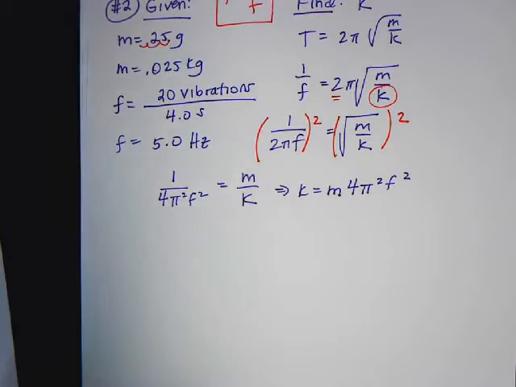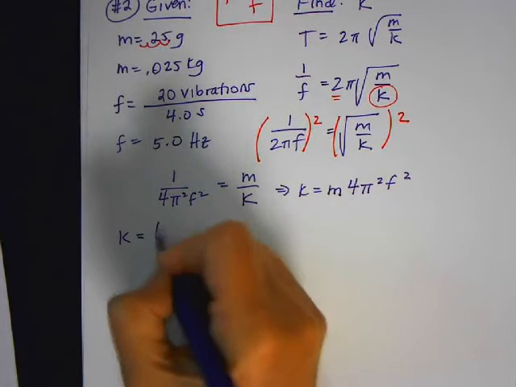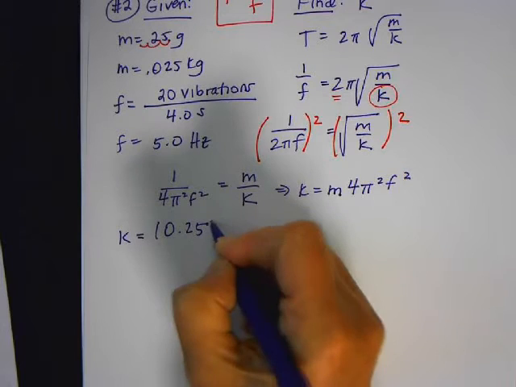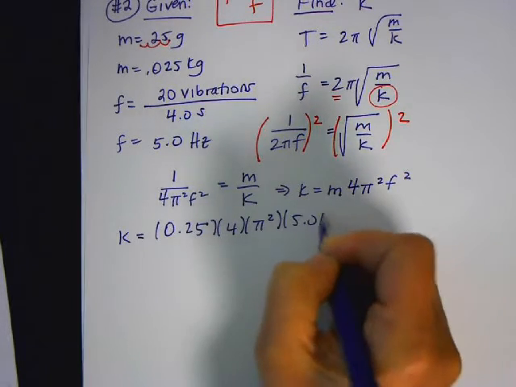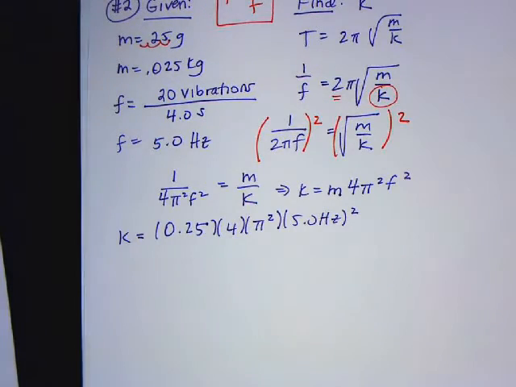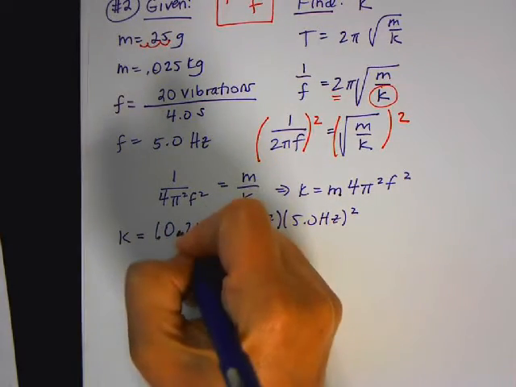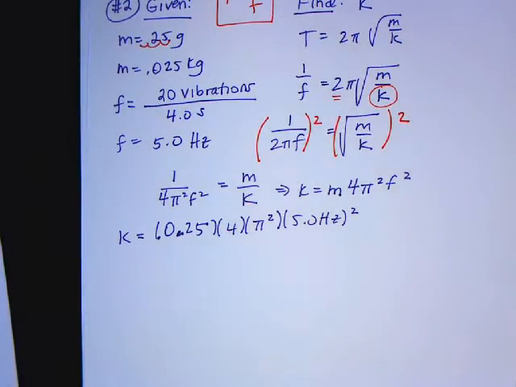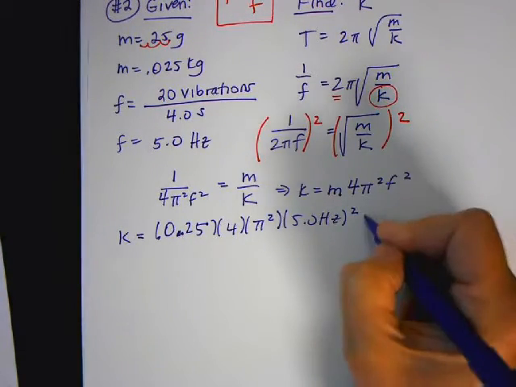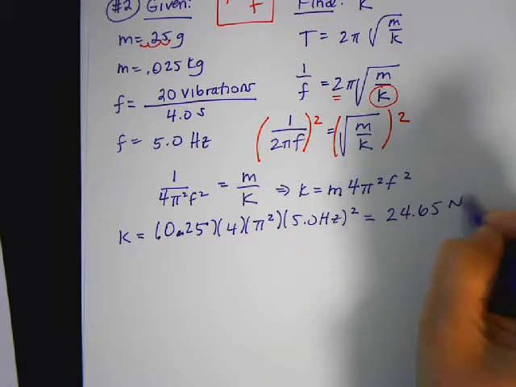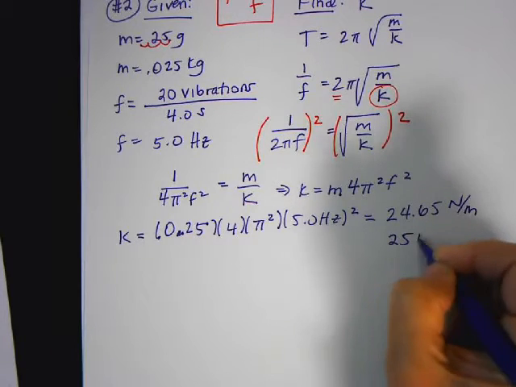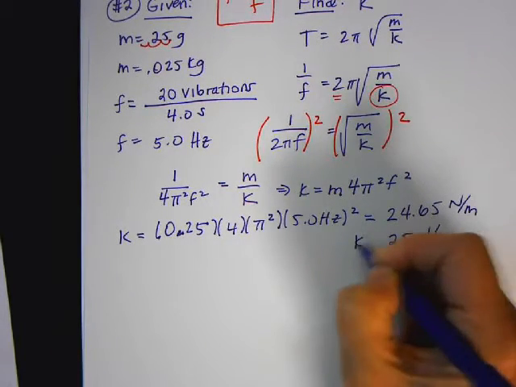And now I simply substitute in my values. 0.025 times 4 times pi squared times 5 squared, and I get my answer. Now, if I do it on my calculator, I might end up getting 24.65, but I can round it to two significant figures to 25.